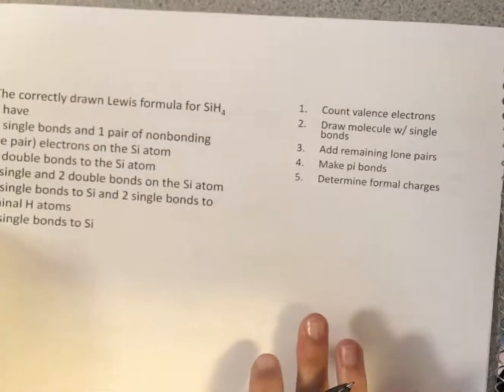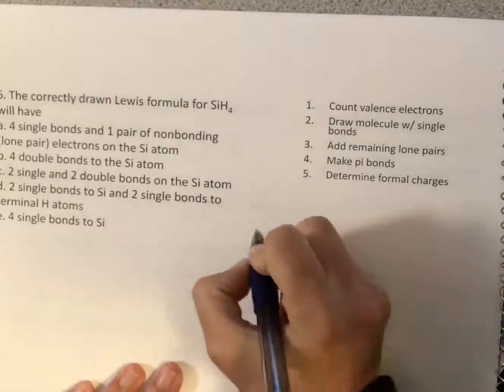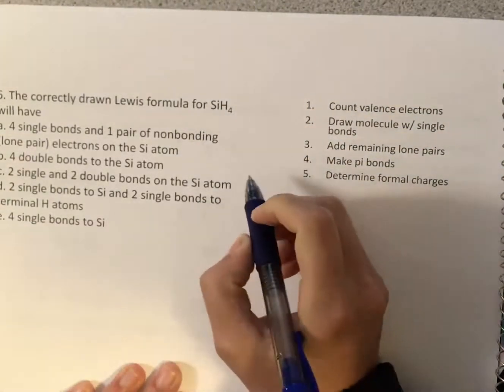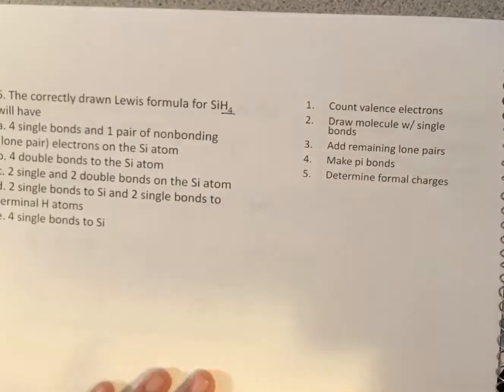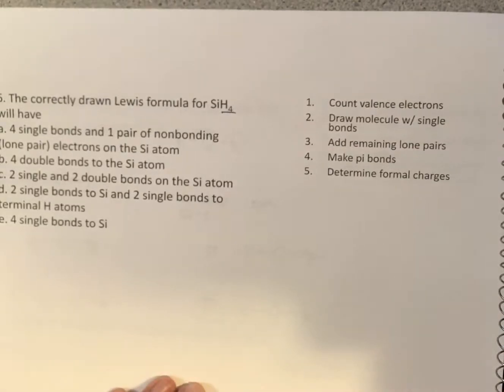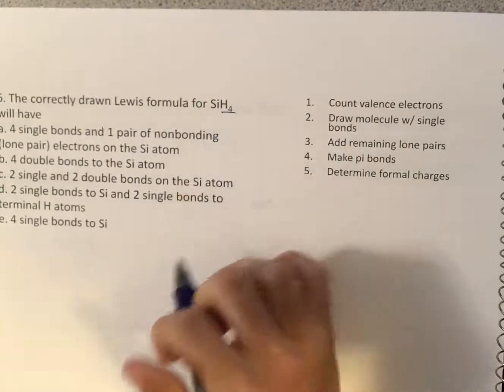All right, on to number 6. So now we are going to look at SiH4. Something that you can memorize here: hydrogen is always going to be terminal. Hydrogen forms 1 bond, and that's it, because hydrogen, to have a full octet, only needs 2 electrons, so it just makes a single bond.